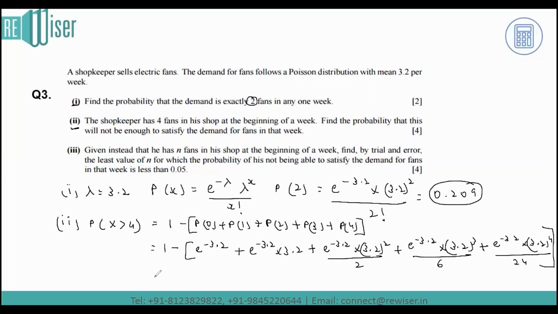If I solve this out, the final answer for this question is 0.219. That's the final answer for the second part of the question.